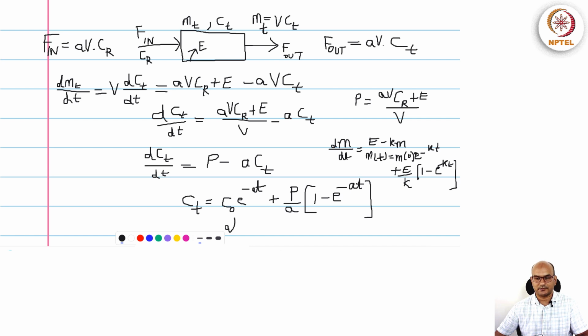So at steady state, our t is basically tending to infinity. So Css will be, at t going to infinity, this term will go to 0, and this term will also go to 0. So Css will be basically P by A. So now Ct is equal to C0 e to the power minus At plus Css times (1 minus e to the power minus At).